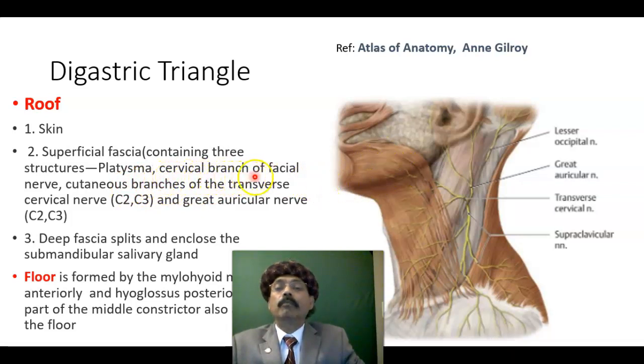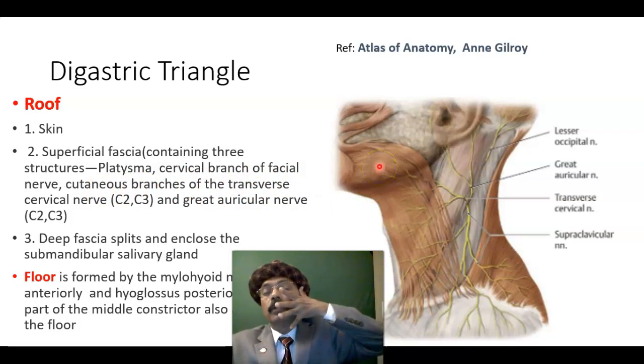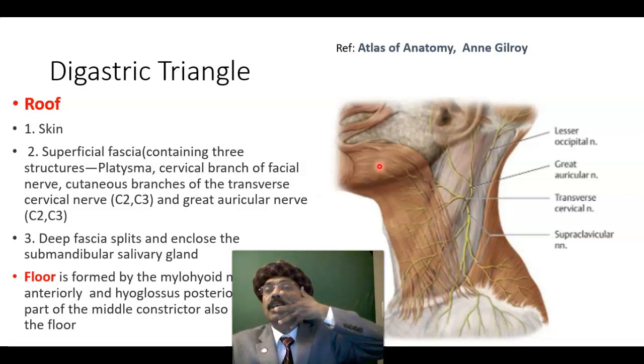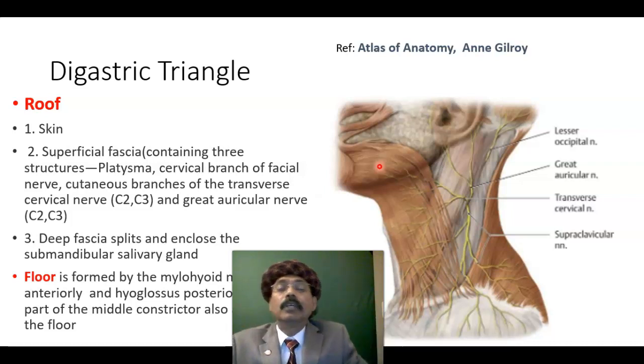We have the cervical branch of the facial nerve. The cervical branch of the facial nerve innervates the platysma muscle. We know that we have five branches of the facial nerve: the temporal branch, the zygomatic branch, the buccal branch, the marginal mandibular branch, and the cervical branch. That cervical branch supplies the platysma muscle. So the nerve supply of the platysma is the cervical branch of the facial nerve.